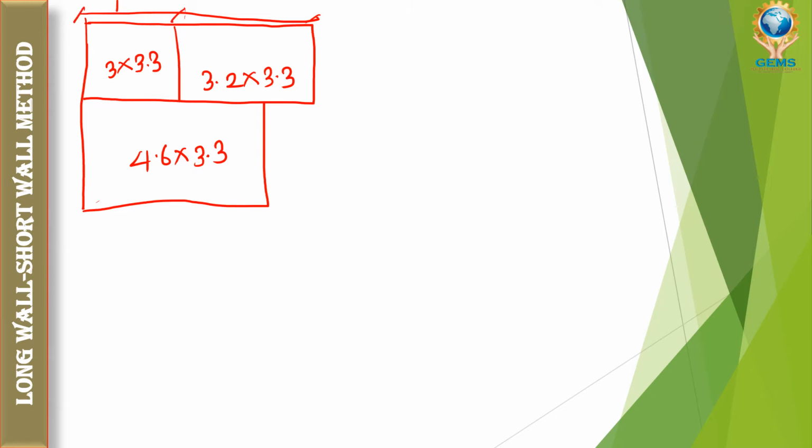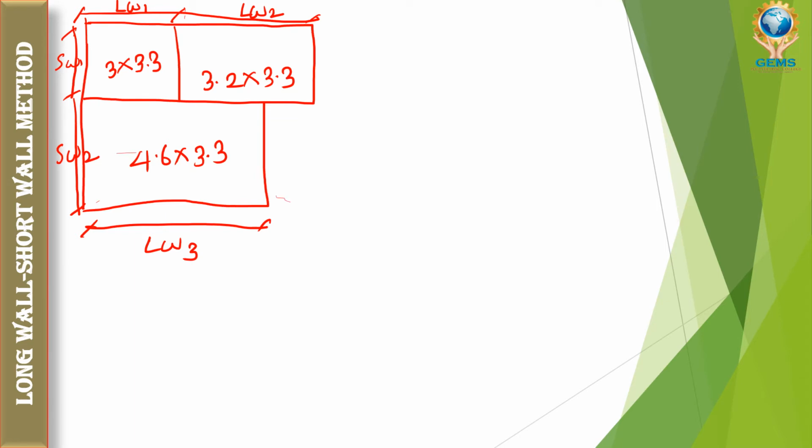We can take this one as long wall 1, this portion is long wall 2, and the third portion is long wall 3. If the dimensions vary, you need to solve it this way. Then this one is short wall 1, and this portion is called short wall 2. Okay, so this is the diagram.